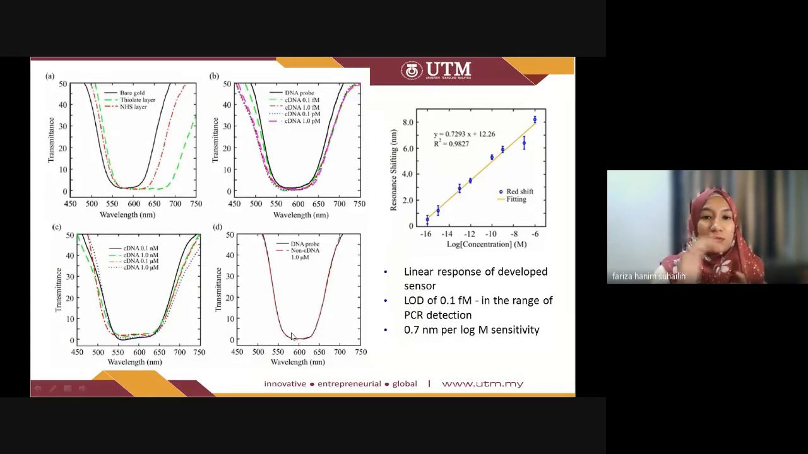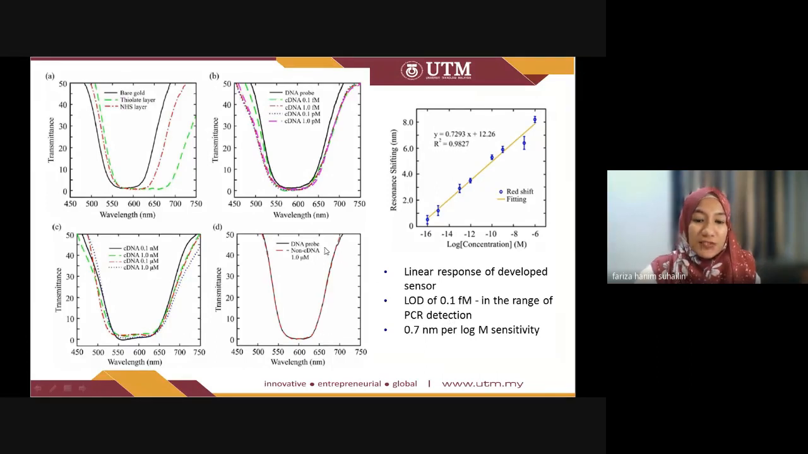And then these are the results from the plasmonic resonance. This is what happened during the functionalization steps, and figures B and C tell us about the shifting in the profile of SPR when we introduce different concentrations of DNA from 0.1 femtomolar to 1 micromolar. And then when we plot the sensor response, they have a linear response with the sensitivity of 0.7 nanometer per log molar, and then the limit of detection around 0.1 femtomolar.